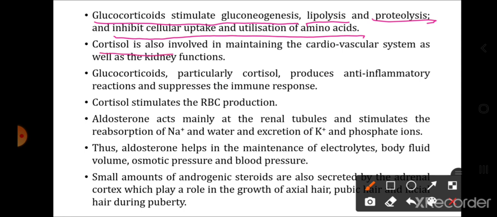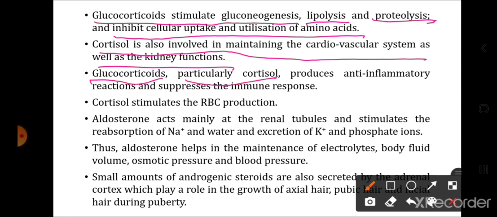The cortisol is involved in maintaining the cardiovascular system as well as the kidney functions. So which is the main one? Aldosterone. So what does it maintain? The cardiovascular system, that is the circulatory system, as well as the functioning of the kidney.